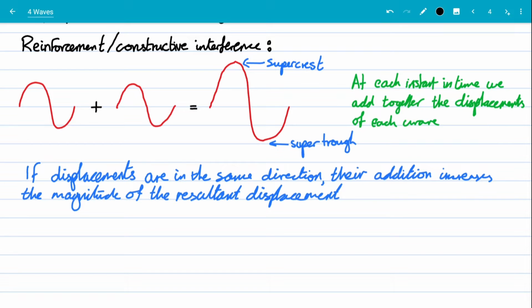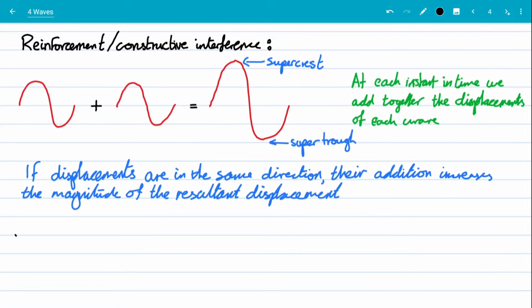Now, the alternative to reinforcement is cancellation. Again, it's a term I'm not a fan of. I prefer the term destructive interference. But let's just write cancellation. How many L's in cancellation? Yes, it is 2. Cancellation. I prefer to call it destructive. That is such bad handwriting. We need to do that again.